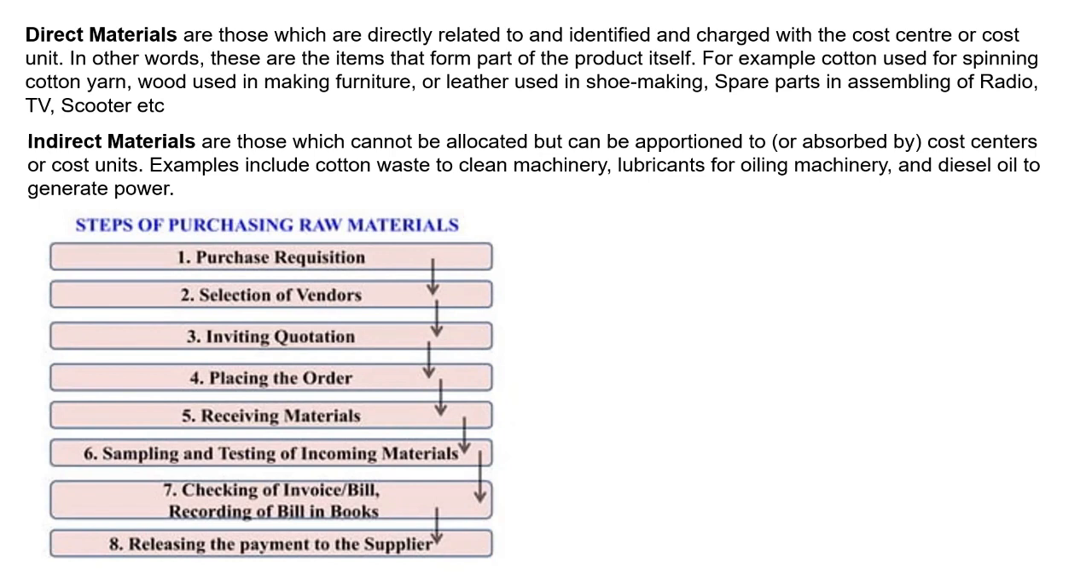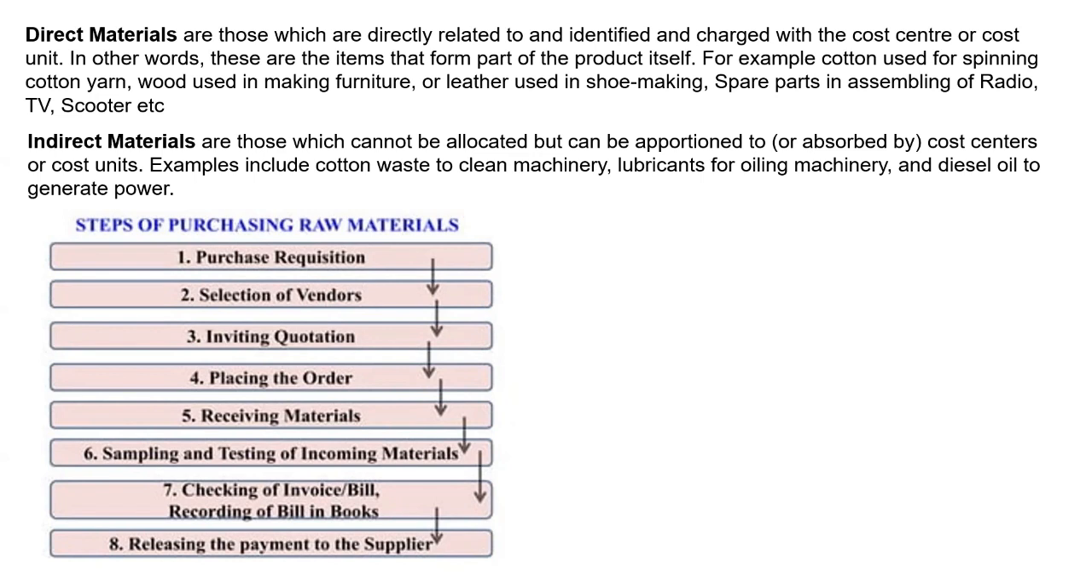Once you place the purchase order, you will send it to the vendor. Based on that, that person will dispatch the material. Once the vendor has dispatched, you will receive the material. That is the fifth step. You receive the materials, whenever the shipment comes, you just receive the material.